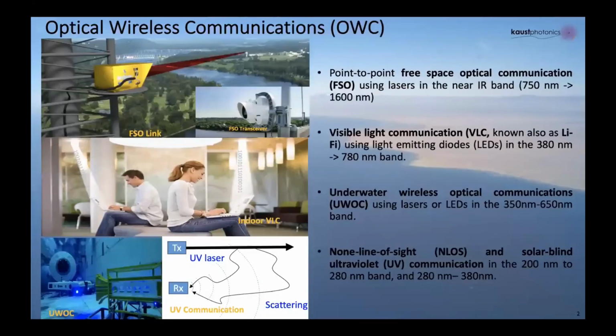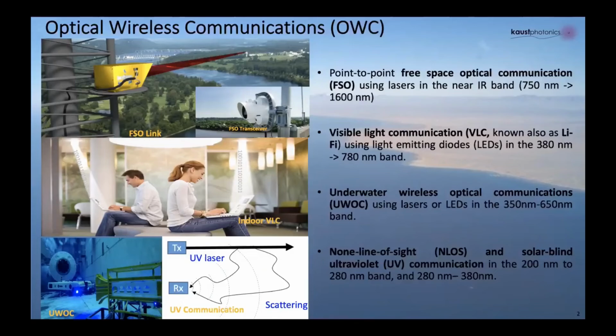We know that optical wireless communications can be broadly classified into 4 different categories. Free space optical communications, or the FSO. My colleague has been discussing quite a bit about this, using mainly the near-infrared light, 750 nanometers, all the way to about 1600 nanometers or so. This class of components are quite well developed for fiber optic communication.